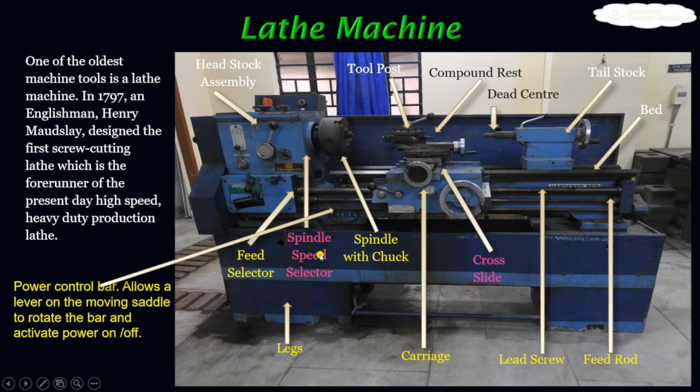and the speed of the spindle can be controlled by here. A number of gears are there, and we can achieve various types of speed by the combination of the gears. These are the two levers by which the speed is selected.